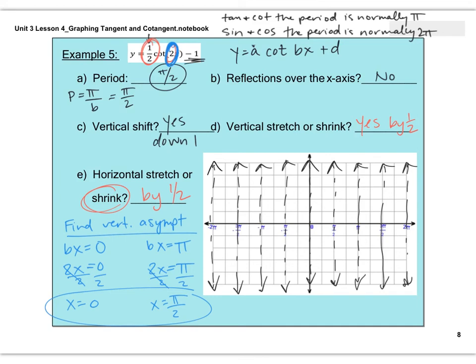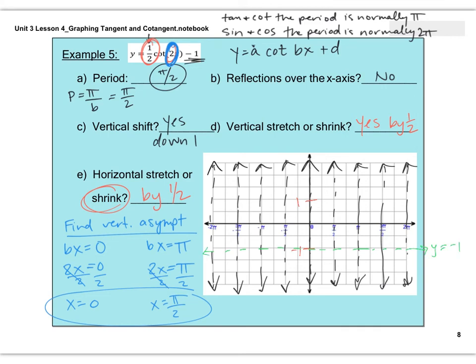Next, I want you to think about your midline. This is going to have to shift down 1. And so instead of the midline being at 0, let's just count by halves. Let's say this is at -1 and this is at +1. If I need to shift my midline down 1, the midline will end up being down here at y equals -1.